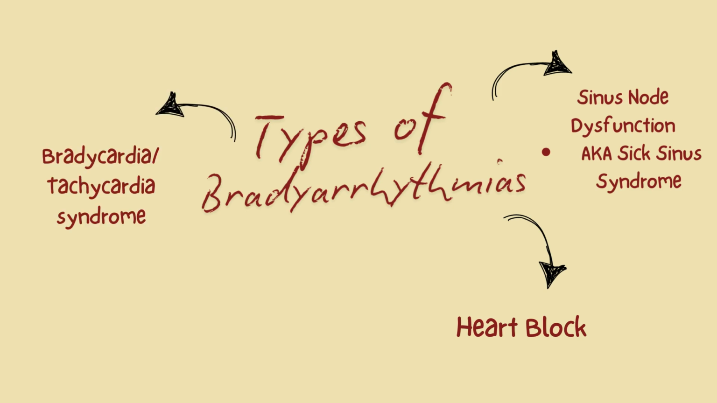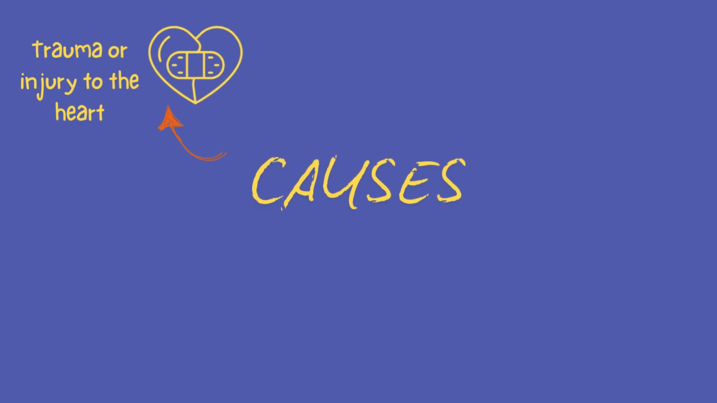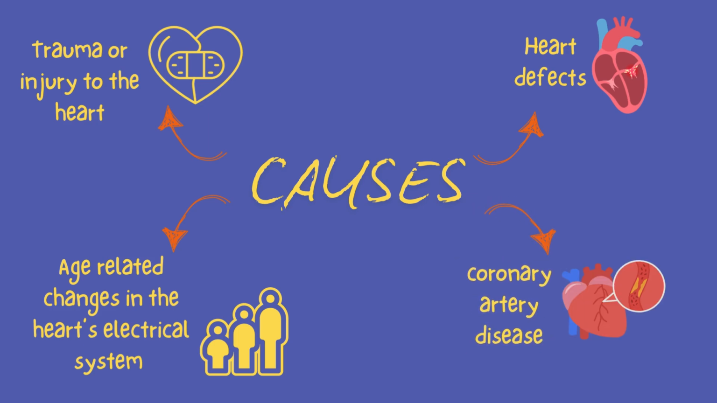Lastly, bradycardia-tachycardia syndrome. In some cases, sinus node dysfunction leads to alternating periods of slow and fast heart rates. Atrial fibrillation, AFib, is one of these syndromes. The causes include trauma or injury to the heart, defects, age-related changes in the heart's electrical system, and coronary artery disease.